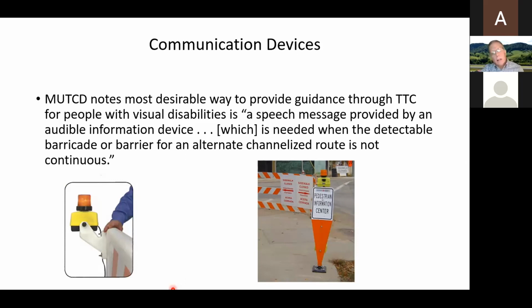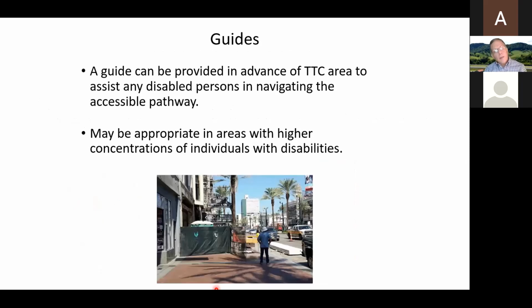And these you can see clip onto channelizers or drums, and they can detect motion and then play a recorded message. I kind of like this one on the right. Put it on a channelizer device, and they call this the Pedestrian Information Center that gives the audible information to the visually impaired. Something else to consider too, we wouldn't do this in a roadway project because of course we don't want our flaggers talking with the motorists, but on the sidewalk, it's a different situation.